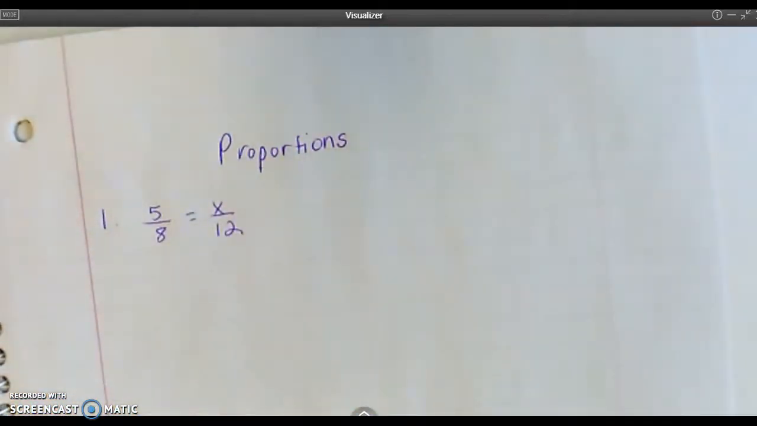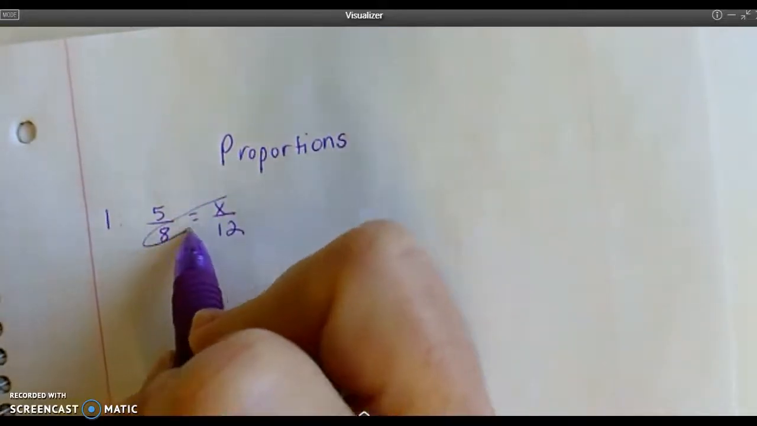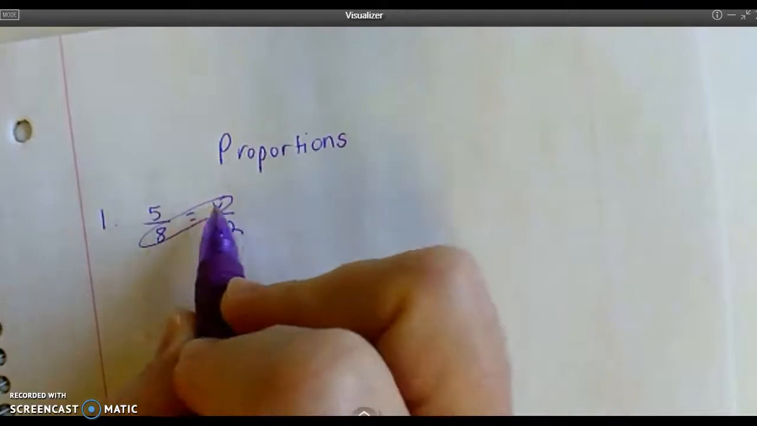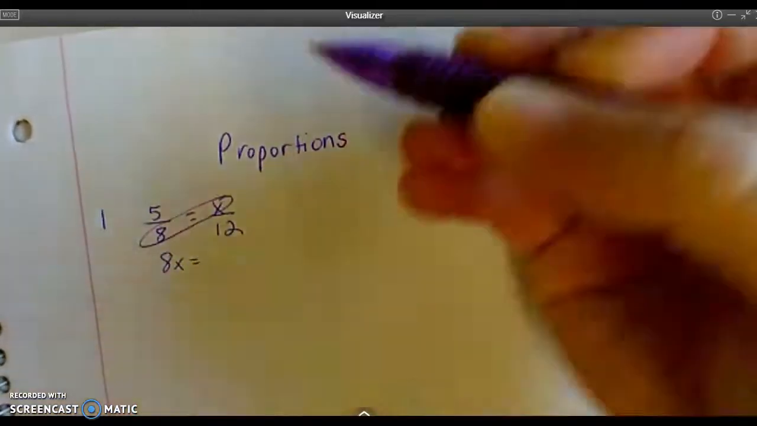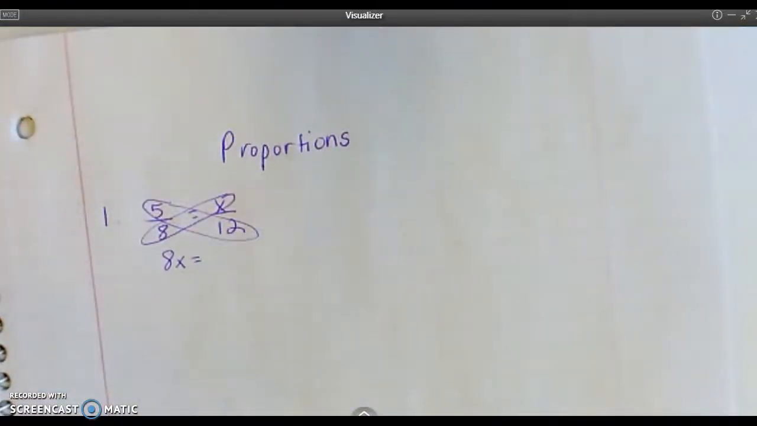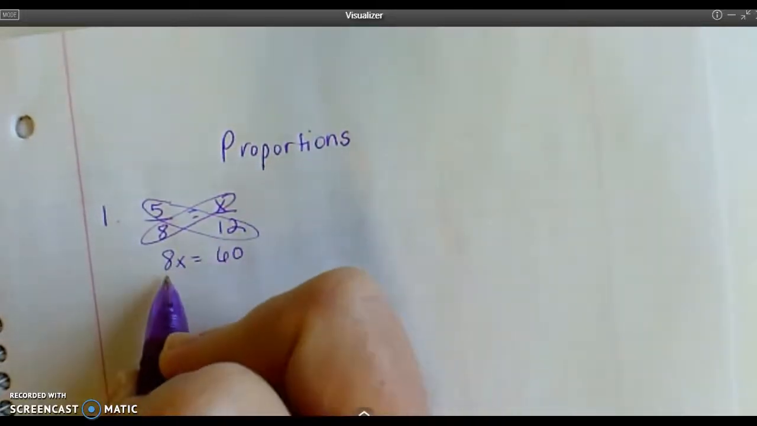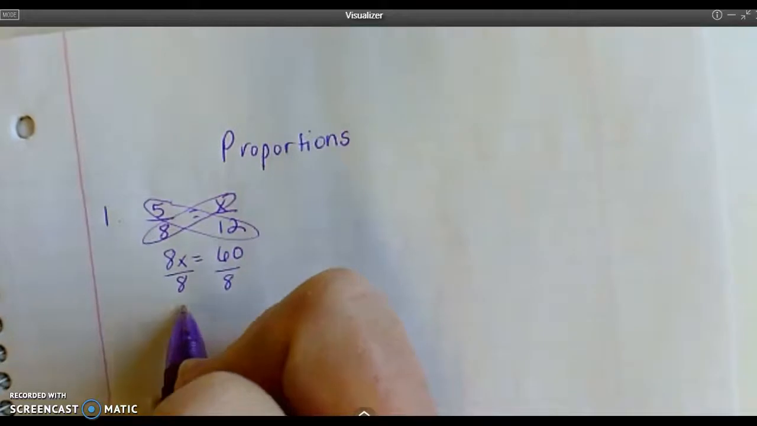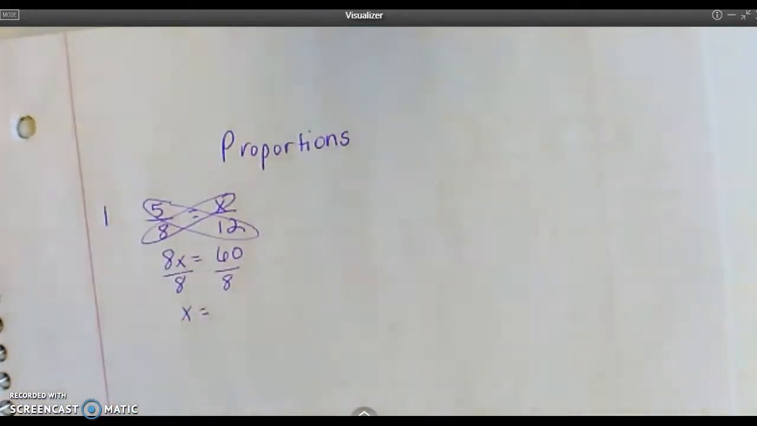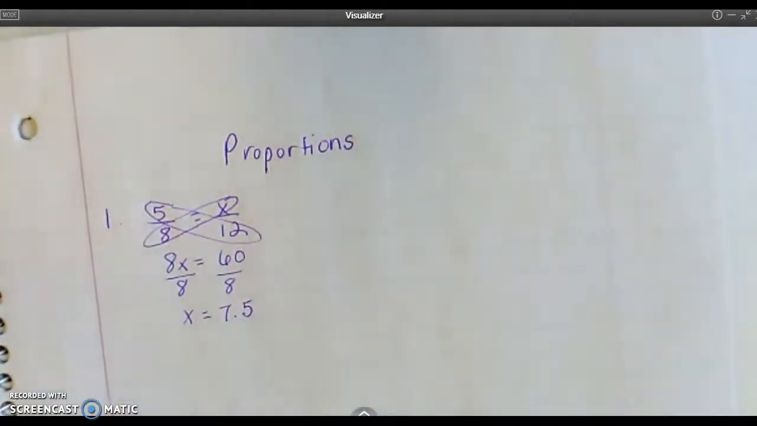So we have 5 over 8 equals x over 12, and you're looking for x. I have heard some teachers call it the butterfly method. What you do is you cross multiply, you multiply the sides, so 8 times x is 8x, and then you multiply 5 times 12, which is 60. And then to solve for x, now you're just in a normal equation, so you divide by 8 on both sides. You are going to get a decimal. It is okay to get decimals. And you get 7.5.